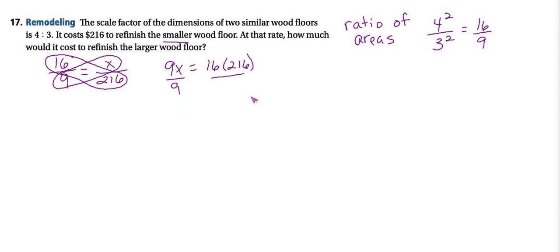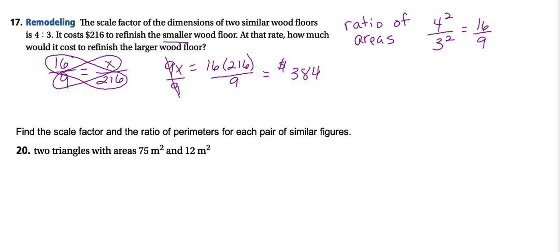If you got that in your calculator. Okay, let's put it in our calculator. And that turns out to be exactly 384. And of course, this is in dollars. It costs $384. Let's make sure that we've answered the question. At that rate, how much would it cost to refinish the larger wood floor? See, the larger wood floor at $384 is more than the smaller wood floor, which is $216. So my answer makes sense.